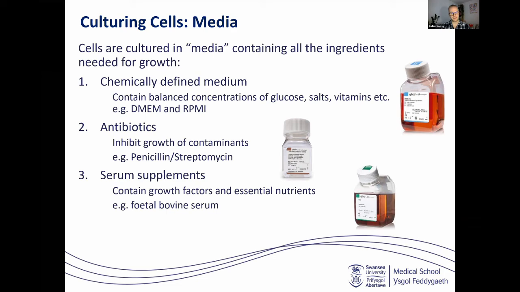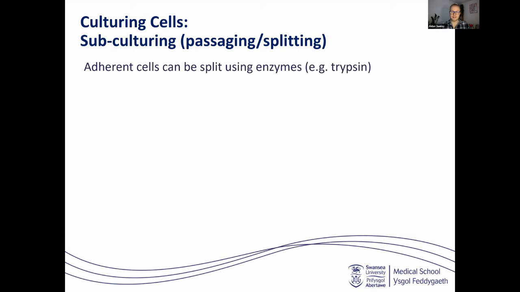Now, as I said, when we're talking about adherent cells, they're stuck to the plate. So if we want to move them onto another plate because they need more space to grow, we need to lift them off the plate. We need to get them off the glass, get them off the plastic. And so we need to remove them from that plate. And we do this so we can passage or split cells. So we take one flask and we split it into two, two into four, four into eight flasks.